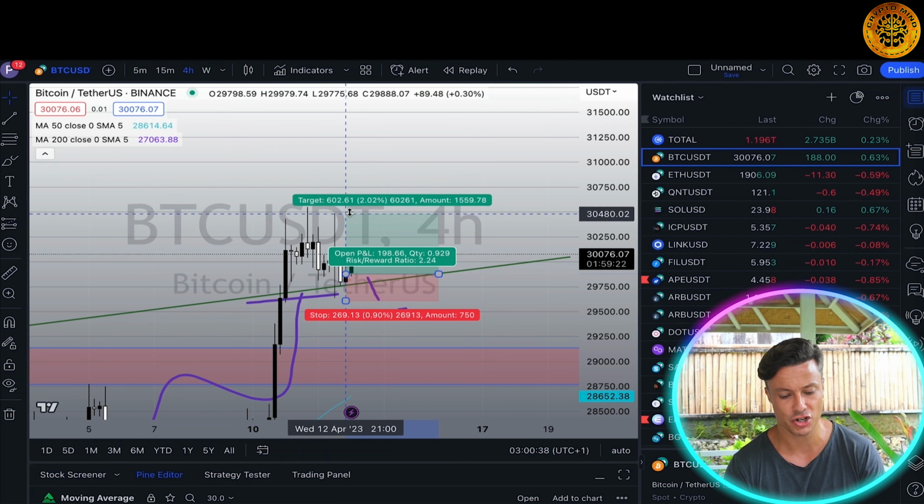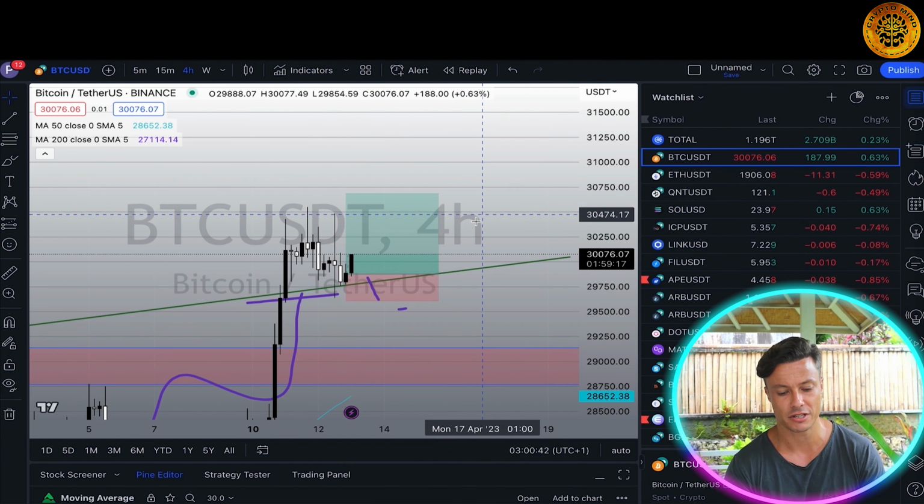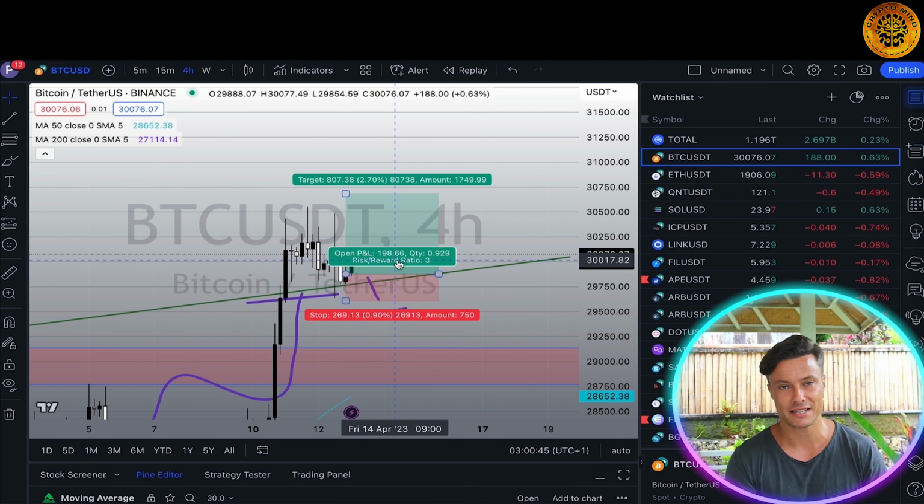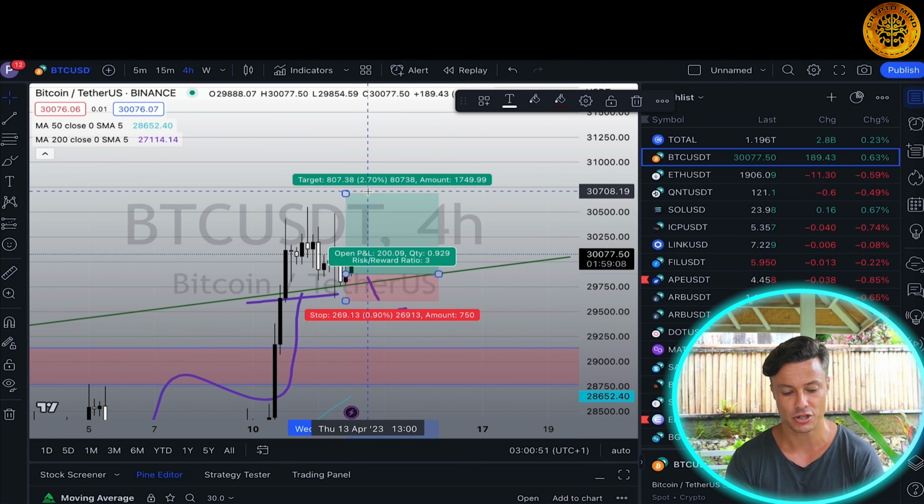However, I want to take a ratio of at least 2 to 1. Ideally, I want to be looking for a 3 to 1 risk to reward ratio. So if my account is $10,000, I'm risking 1%, which is minus $100. I will potentially make $300 if the price pushes towards this.